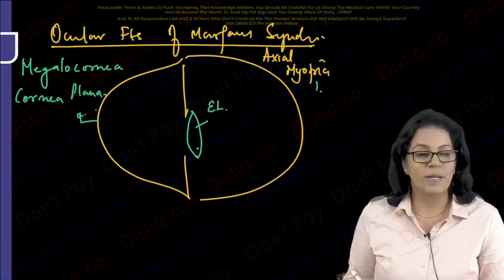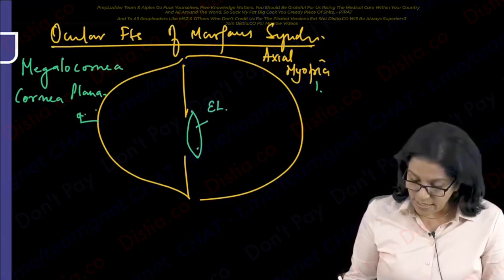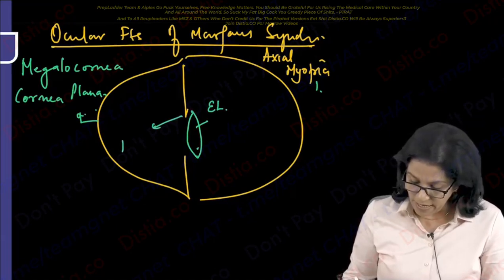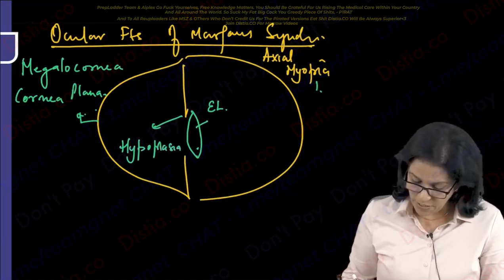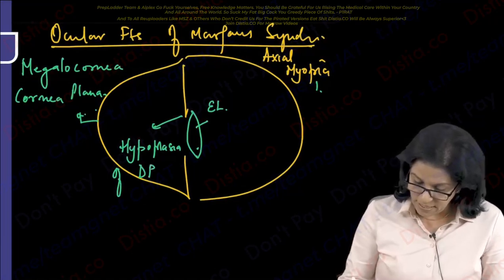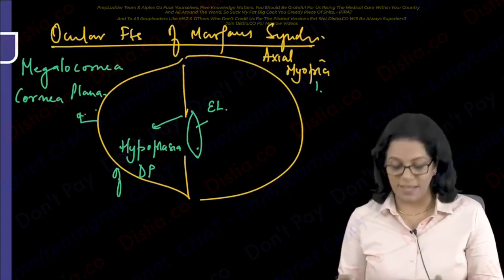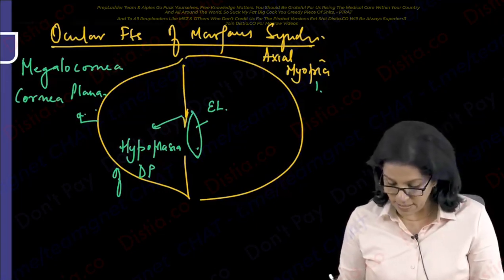Let's learn like this. We can also get hypoplasia of dilator pupillae. Dilator pupillae is the muscle which dilates. That means there is hypoplasia, so it will not dilate much.